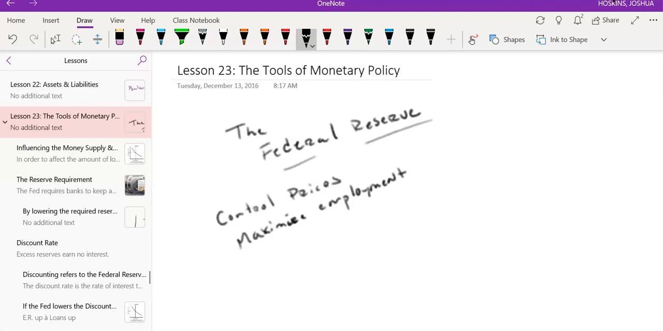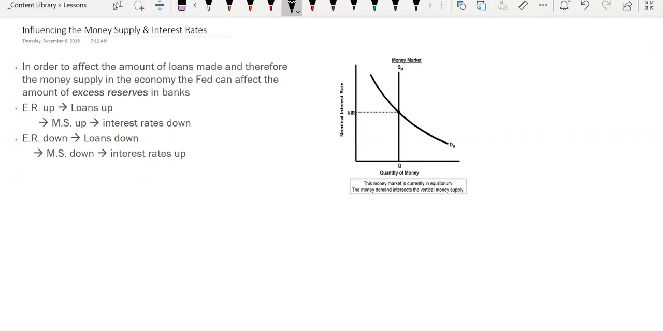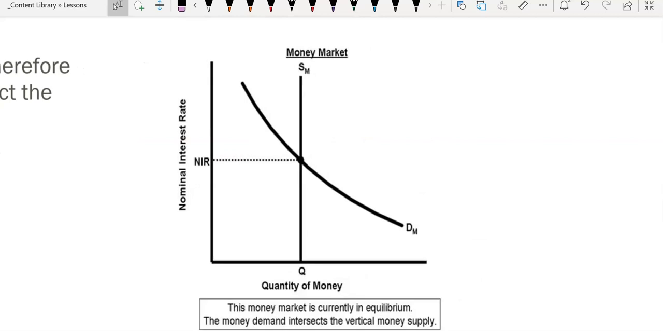Well, there are three primary tools that we're going to talk about here for this course in terms of how they do that. So what it's all about is influencing this graph, right? The money market graph. So this is a graph we've seen before, and you have it on your graphs document. But what it is articulating is the total demand and the total supply of money in an economy with your nominal interest rate, aka your price per dollar, on the y-axis and the quantity on the x-axis.